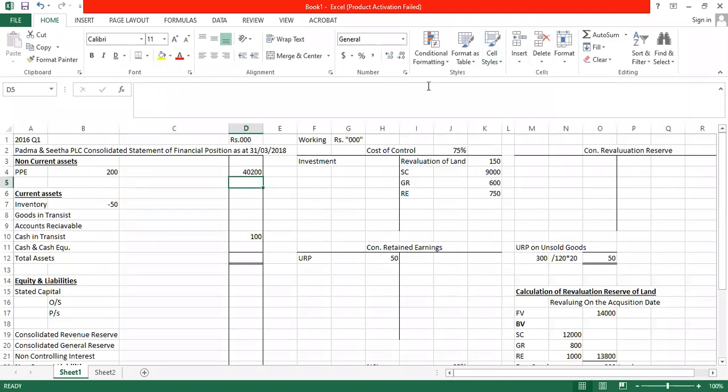Yeah, goodwill, we will take that from cost of control. You have to balance it, goodwill.